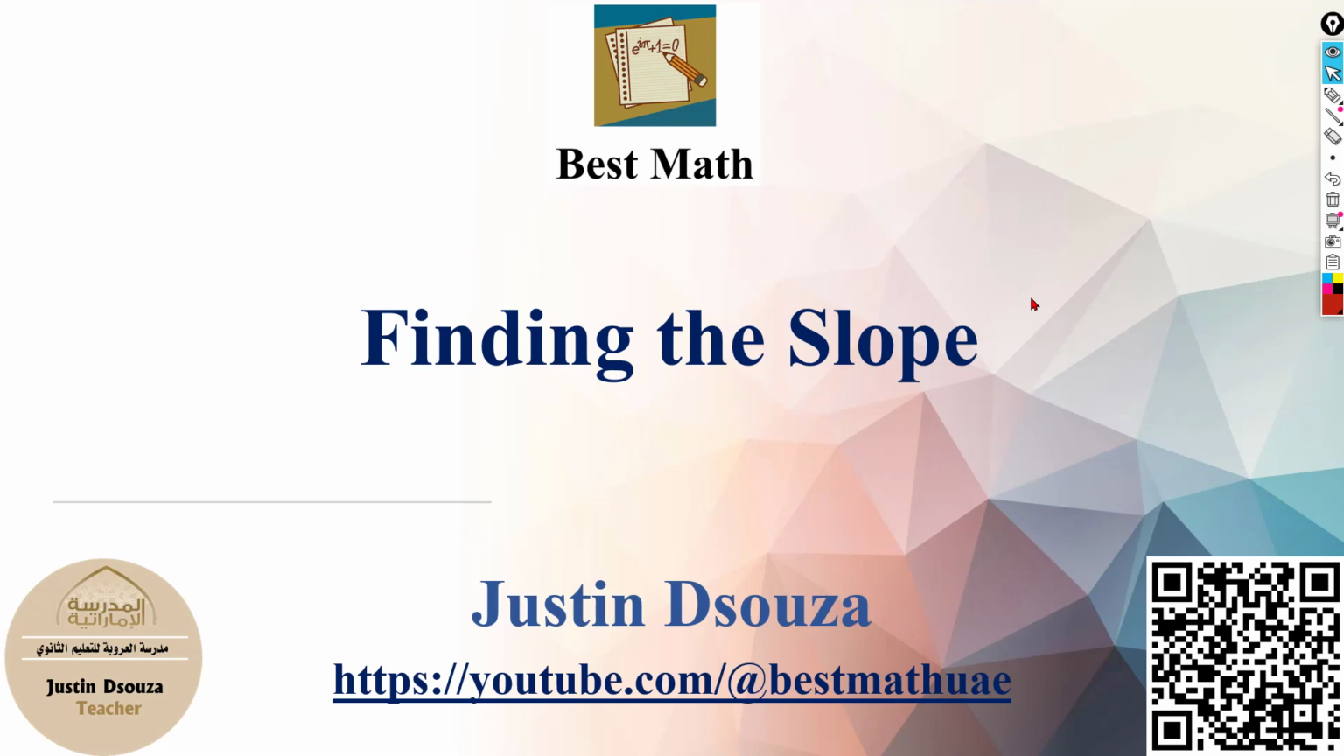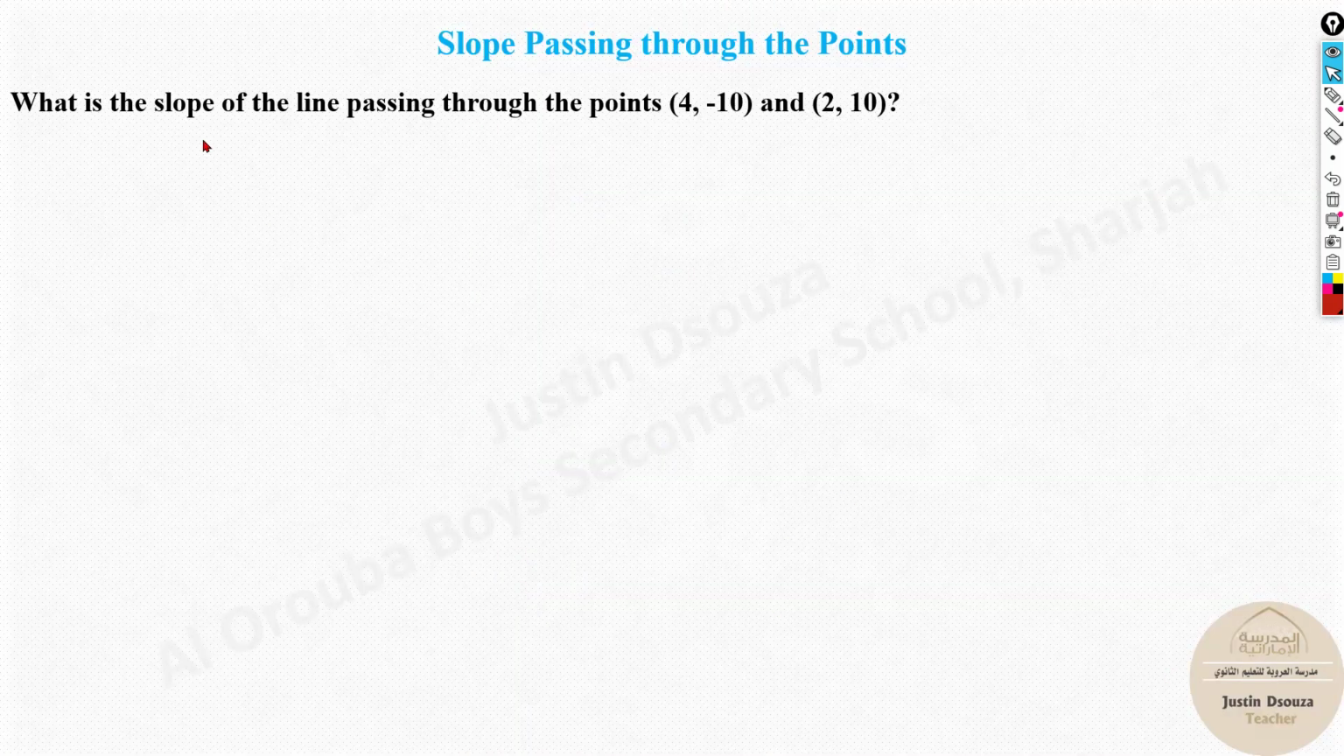Finding the slope. It is one of the most common topics, but one of the crucial topics because you will come across this every now and then in your higher grades. Now let us look at this problem. What is the slope of the line passing through the points (4, -10) and (2, 10)?